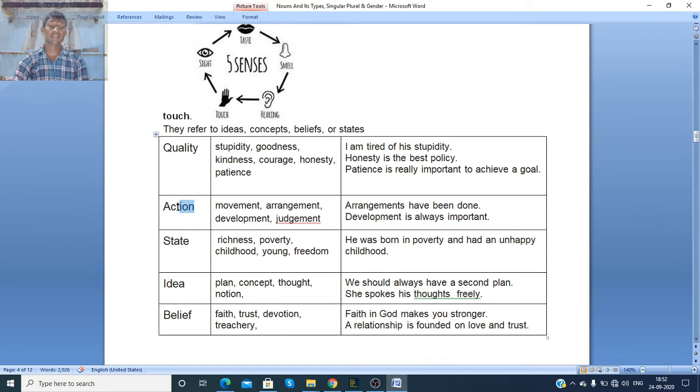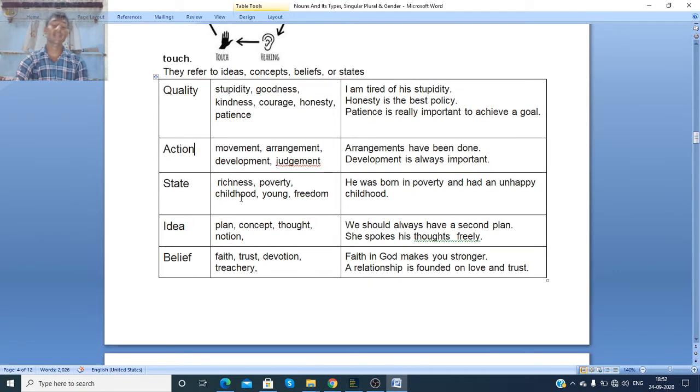Examples of abstract nouns of action: movement, arrangement, development, judgment. Arrangements have been done. Development is always important. Then state: richness, poverty, childhood, youth, and freedom. Examples of abstract nouns of state. He was born in poverty and had an unhappy childhood.